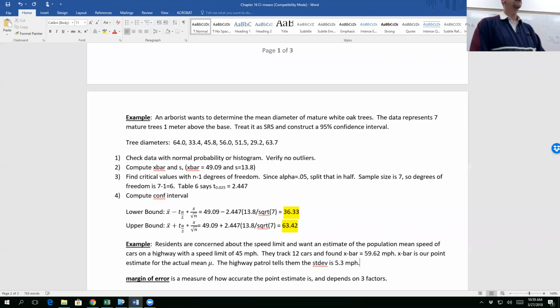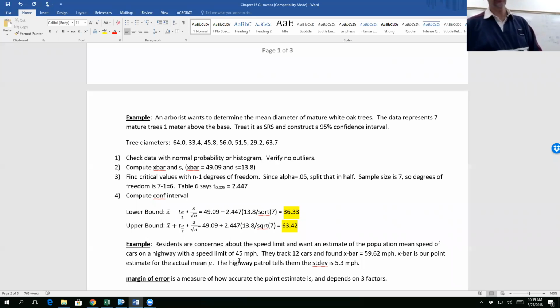Now, do I know the population standard deviation? Who says yes? 1, 2, 3. Who says no? 4. Who says no? 1, 2. There's more than 6 people in this room. Who didn't raise your hand? Only 2 honest people.